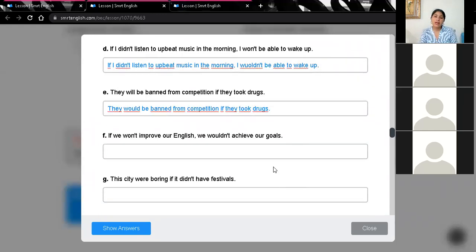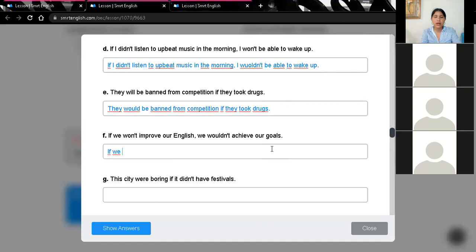Okay. Alondra, letter F, please. If we won't improve our English, we wouldn't achieve our goals. What is a mistake? The won't. So how does it have to be in order to be correct? If we weren't. If we weren't, not weren't, because improve is an action verb. So if we improve. It's correct if it weren't improved. No, it's not weren't.